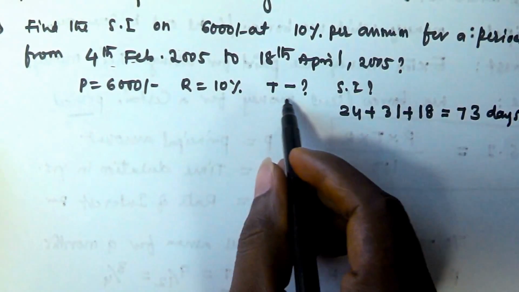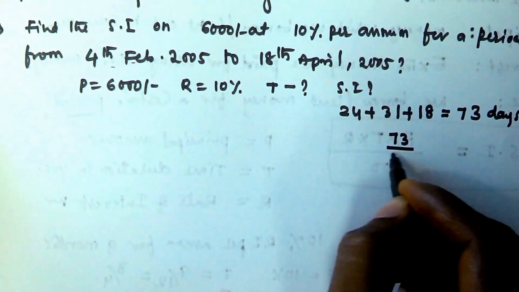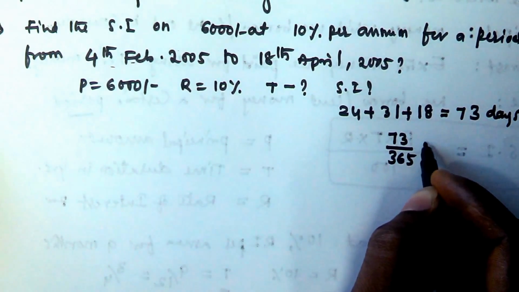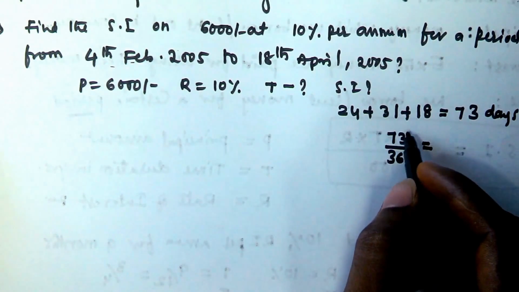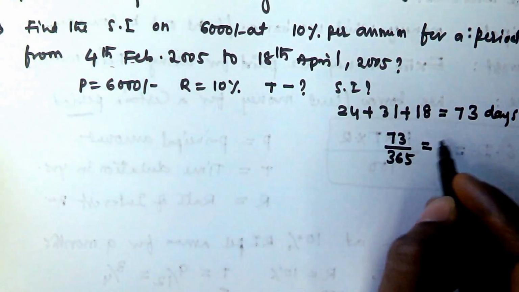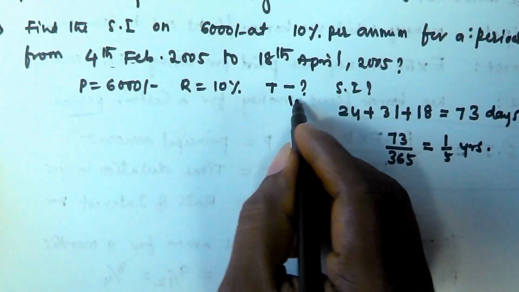But actually we need time in years. So we convert these 73 days into years, that is 73 by 365. So 73 by 365 is equivalent to 1 by 5 years. So that means T is equal to 1 by 5.